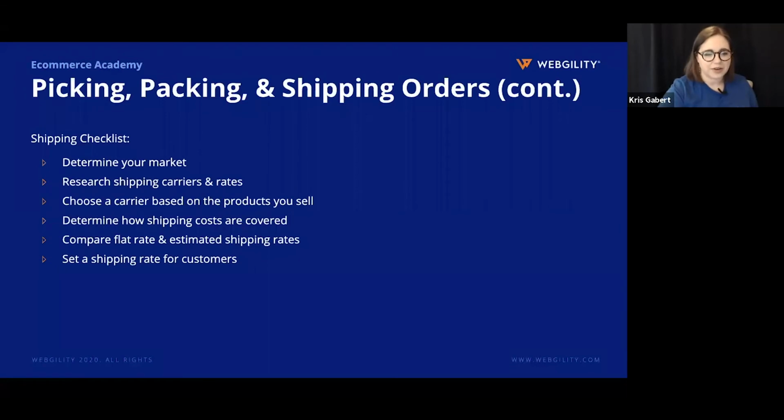As you're thinking about your picking and packing processes, you'll also want to consider these factors that could influence your shipping. Determine your market. Do you sell regionally, nationally, or internationally? This will affect which shipping carriers are available to you. The 3 major carriers are USPS, FedEx, and UPS, but there are also regional carriers like OnTrack and Lone Star Overnight, and international carriers like DHL.